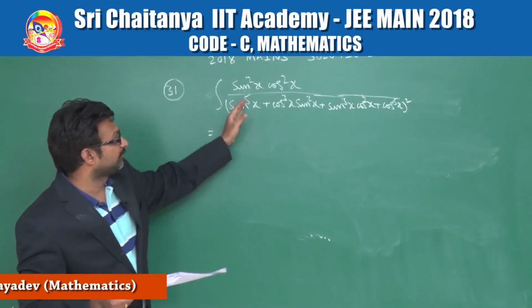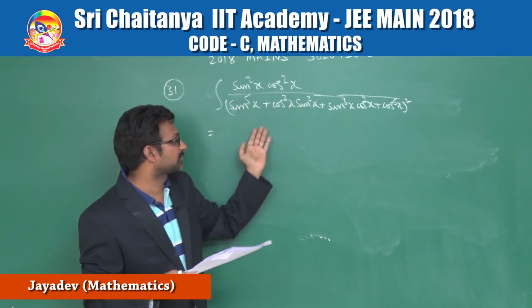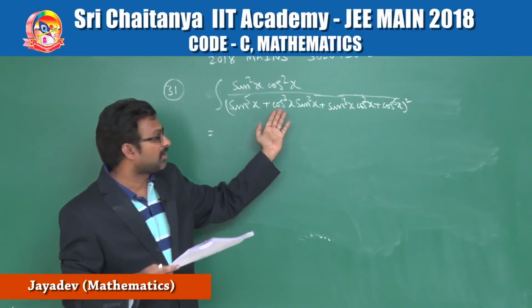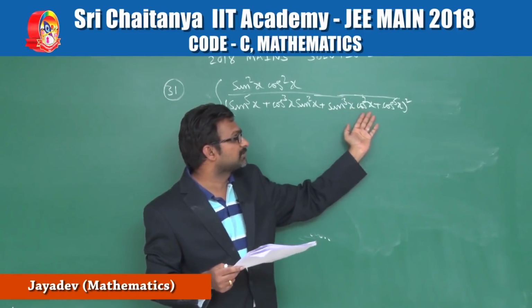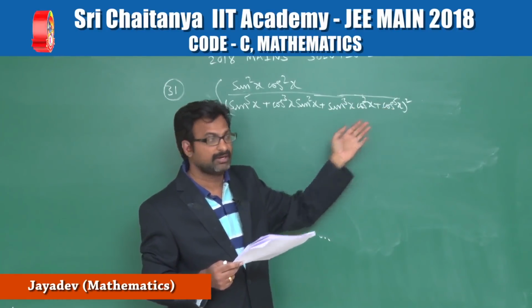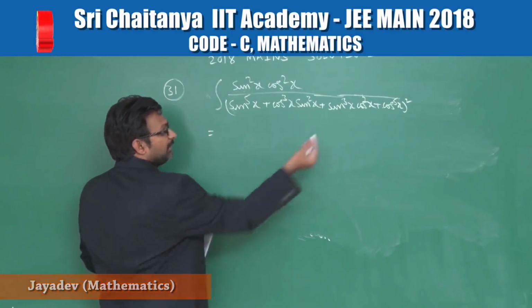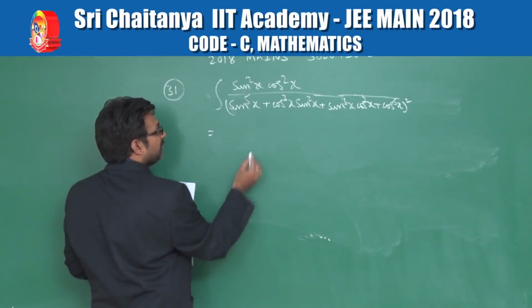Let us see question number 31. Integration of sin square x cos square x by (sin power 5x plus cos cube x sin square x plus sin cube x cos square x plus cos power 5x) whole square. So let us take cos power 5x common from the denominator.